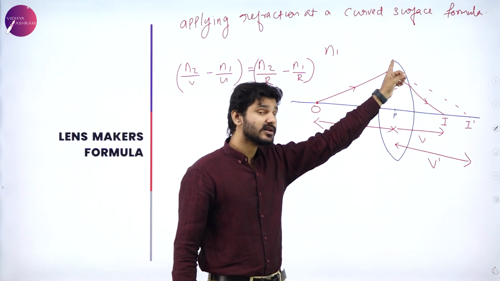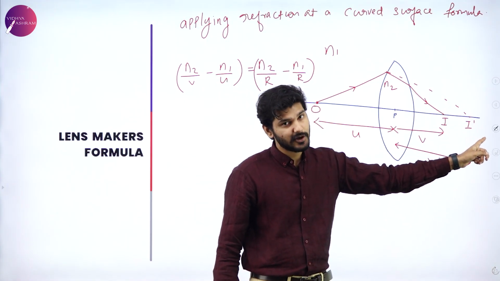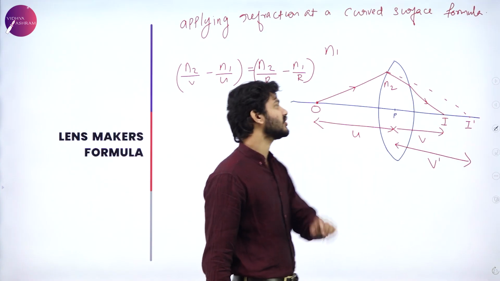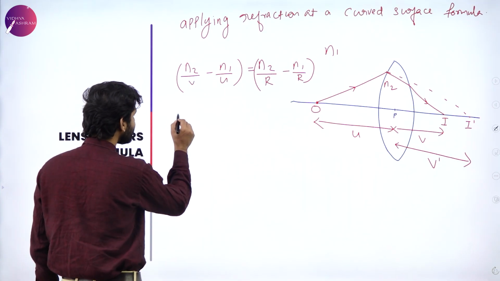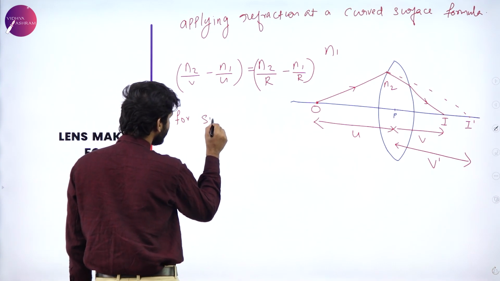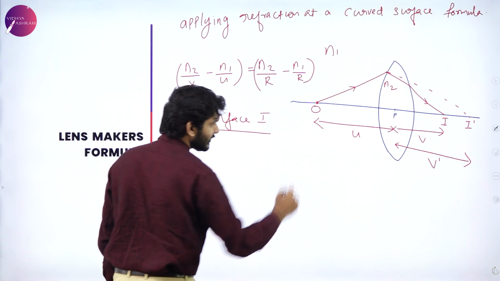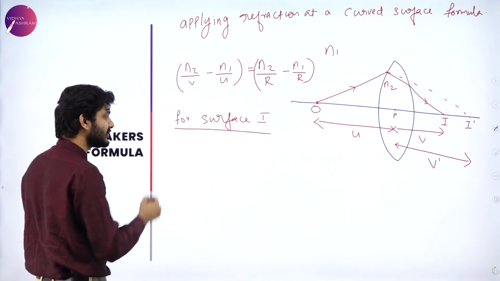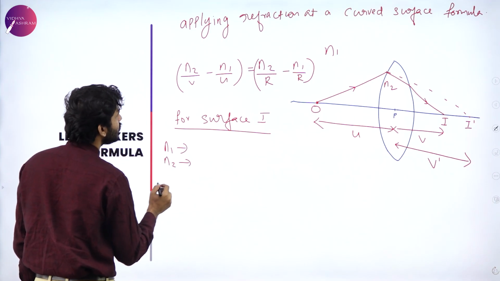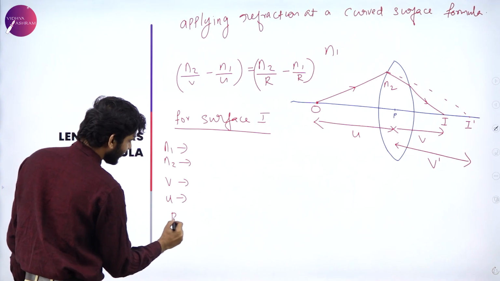Now, if you're considering curved surface number 2, then this I dash will be acting as the object and this I will be acting as the image. Which means that for curved surface number 1, or simply for surface 1, that is this particular surface, we can redefine these particular terms. That is, what is N1, what is N2, and what is V, what is U, and what is R.